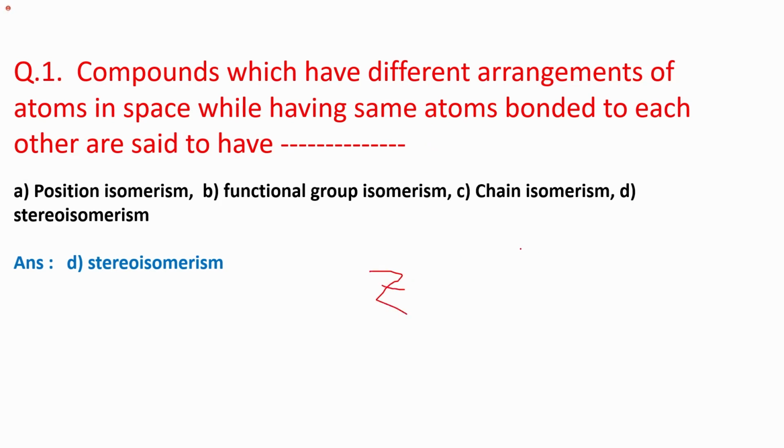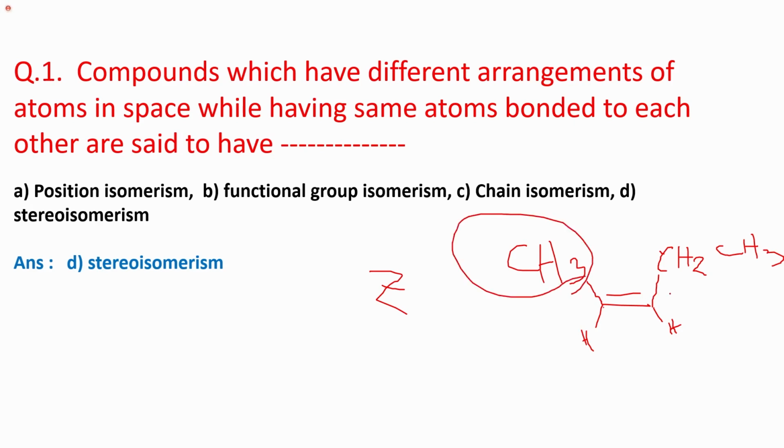Let's say not only the same molecule. Let's say CH3, one double bond, and here one ethyl group, CH2, CH3, and one hydrogen. So this carbon's bigger group is this one, and this carbon's bigger group is this one. You can see the two bigger groups are on the same side, then it is a Z isomer. And just opposite to this is the E isomer.